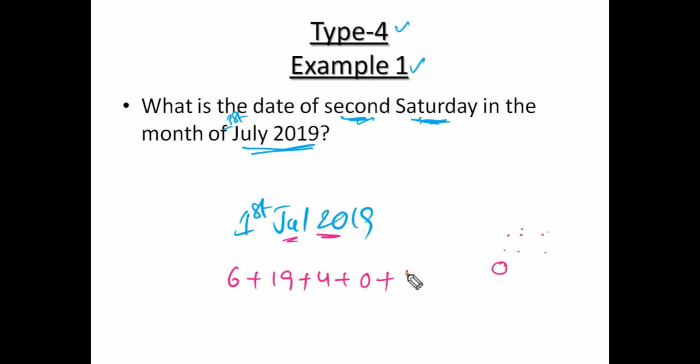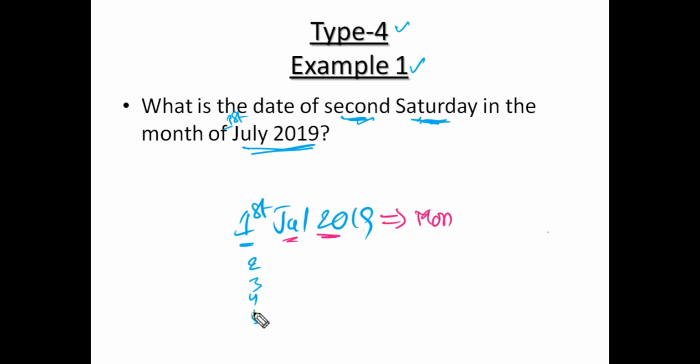And how many days? First, 1. So 6 plus 1 is 7. 19 plus 4 is 23. 23 consists of 2 odd days, 21 is divisible, remainder 2. If it is 2: 0 is Saturday, 1 Sunday, 2 Monday. So 1st July 2019 is Monday. Second, third, fourth, fifth, sixth, seventh. If it is Monday, this will be Tuesday, Wednesday, Thursday, Friday, Saturday.